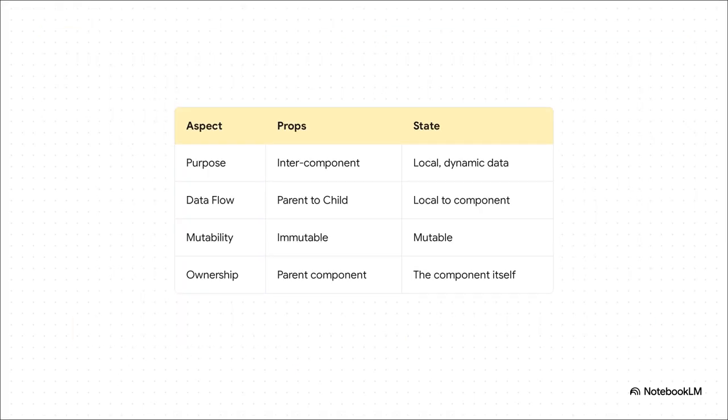Now, this table really gets into the nitty-gritty, but here's what you really need to zero in on. Props are for communication between components. State is for managing data inside a single component. And here's the kicker. Props are read-only, but state is designed to be changed. That one difference is absolutely crucial.